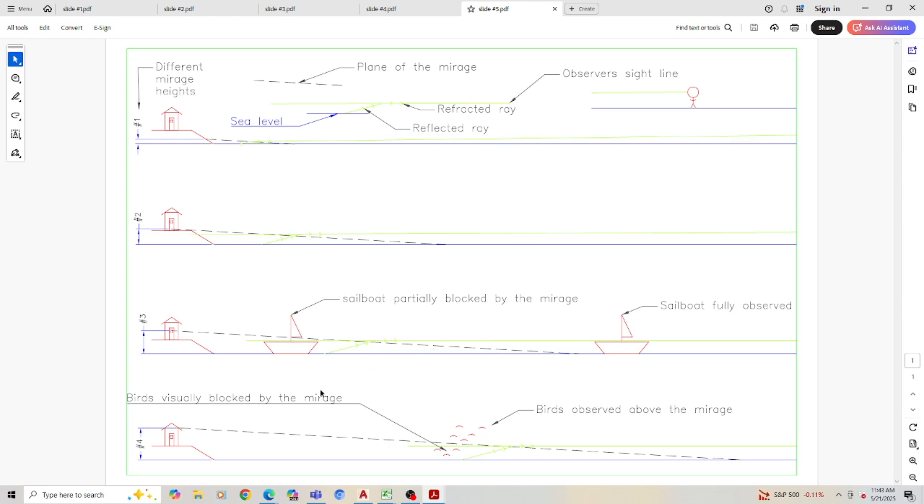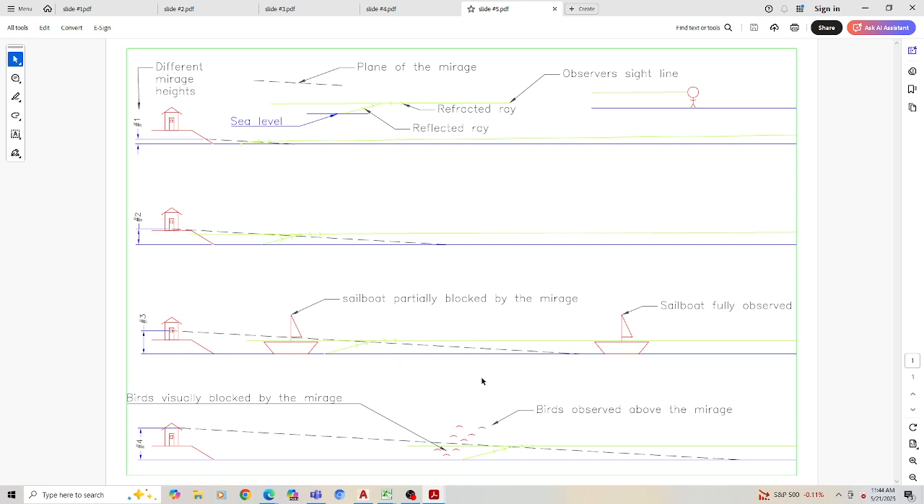So if we get down to a height of, let's say, number 3, if there was a sailboat proximal or closer to the observer than where the mirage starts, we will observe the full sailboat. If the sailboat were to sail into the plane of mirage, the plane of refraction, we would see the sailboat start to become obscured. Bottom up. Bottom up. Need to understand that.